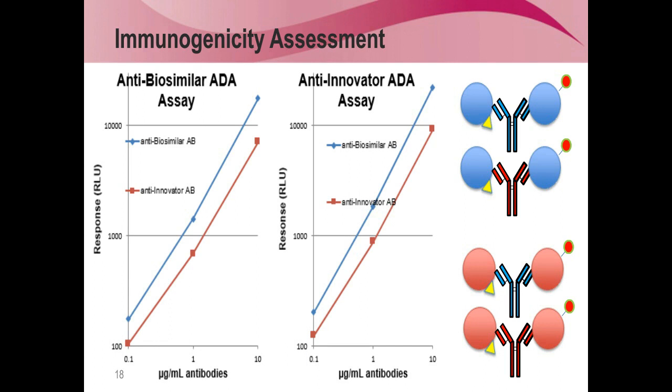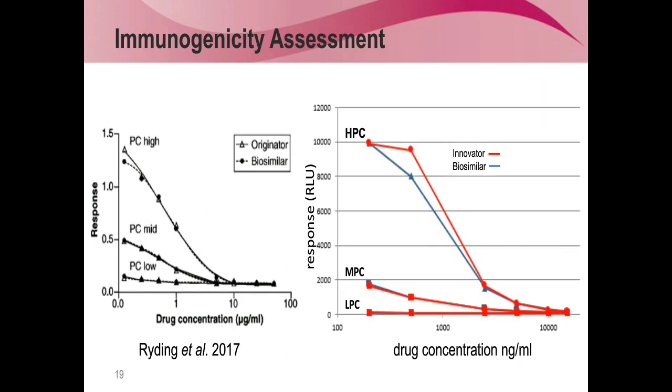And there's one additional step we are doing during the validation. That is basically an expanded free drug tolerance experiment, where we take the anti-biosimilar positive control and we titrate it with both the innovator and the biosimilar, and then look at how parallel or overlapping these curves are. On the left, there's an example from Riding et al., who popularized this approach. And on the right-hand side, this is also real data from biosimilars.